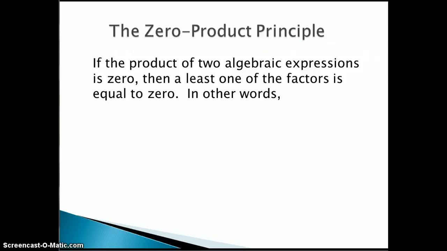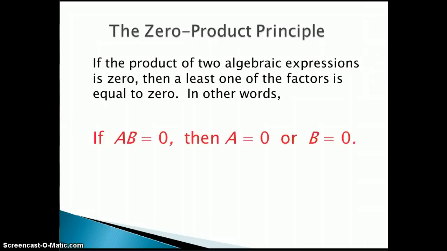So in order to solve equations by factoring, we need to understand an important principle called the zero product principle. If the product of two algebraic expressions is 0, then at least one of the factors must be equal to 0. So in other words, if a times b equals 0, where both a and b represent some algebraic expression, then a equals 0 or b equals 0.